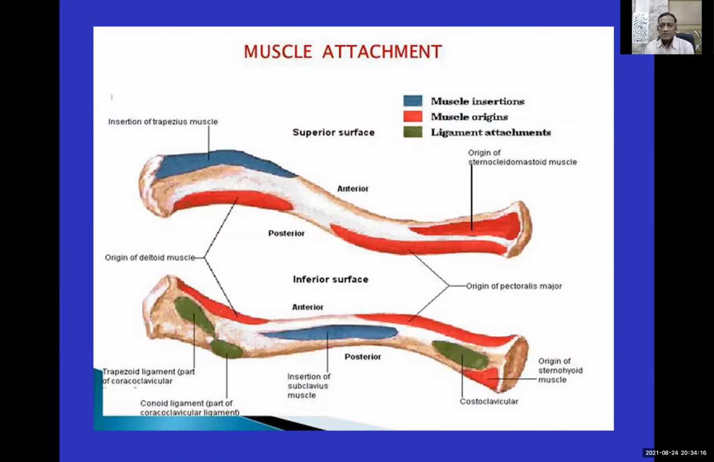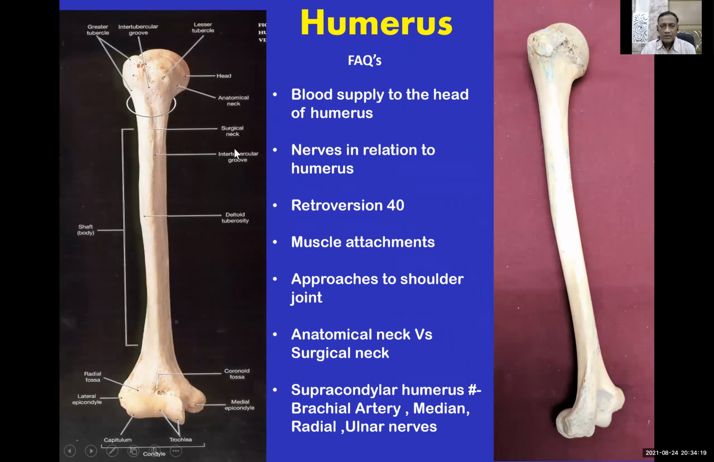The next bone is the humerus, which shows the head, lesser tuberosity, greater tuberosity, shaft, anatomical neck, surgical neck. These are the lower end: medial epicondyle, lateral epicondyle, trochlea, and capitellum. What are the frequently asked questions? Blood supply to the head. The nerves in relation to the humerus. What is the normal retroversion? It is about 40 degrees. What are the different muscles attached? Approaches to the shoulder joint, anatomical versus surgical neck, and then the supracondylar fractures.